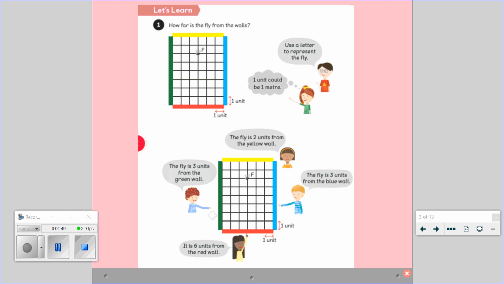Here, the children have taken a wall each to describe the position of the fly. Amira says the fly is 2 units from the yellow wall. Sam says the fly is 3 units from the blue wall. Lulu says it's 6 units from the red wall. And Elliot says it's 3 units from the green wall. Do you agree?